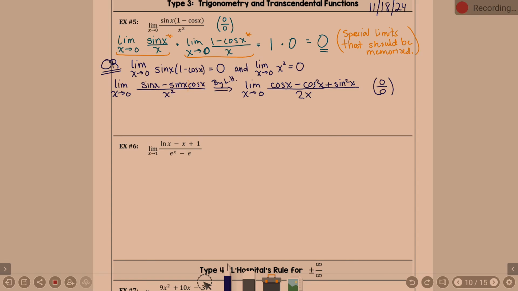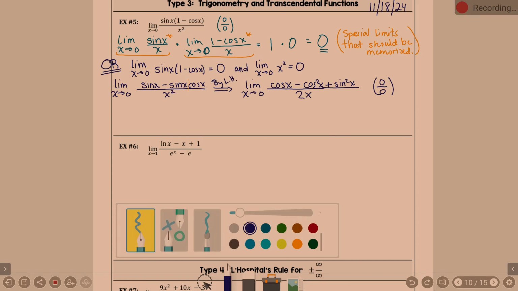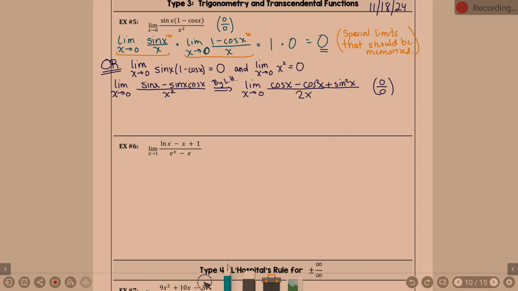Okay, now it looks like I'm running out of room in my box, aren't I? Kind of looks like I slacked off here. What do I mean? I didn't go through and state, what should I officially be stating here? The limit as x approaches 0 of cosine x minus cosine squared x plus sine squared x is equal to 0, and the limit as x approaches 0 of 2x is equal to 0.